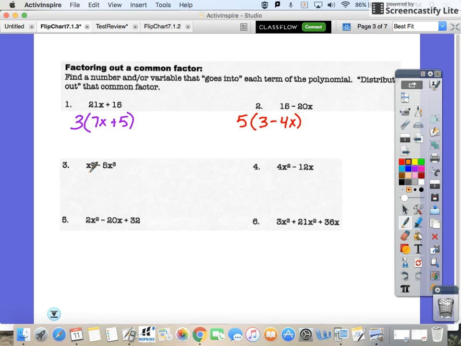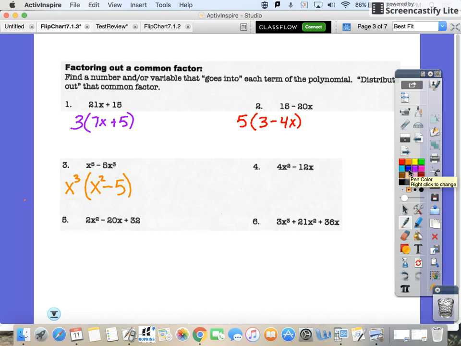The first term here has x to the 5th power, which means there's 5 x's. This has x to the 3rd, which means there is 3. We need to look at what we can take out from both, and we want the greatest amount. So if this one has 5 and this one has 3, the greatest that we can take from both is x cubed, or 3 of them. If we had 5 but we took out 3, that means we have 2 left. If we had 3 but we took out 3, that means there's nothing, just that minus 5. If you redistribute this, you end up back where you started.